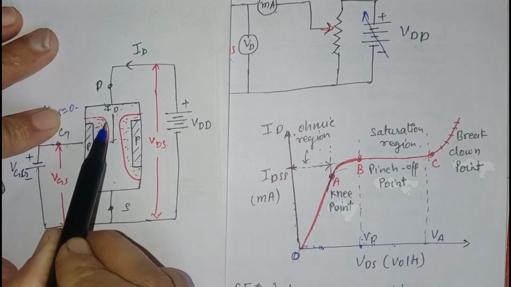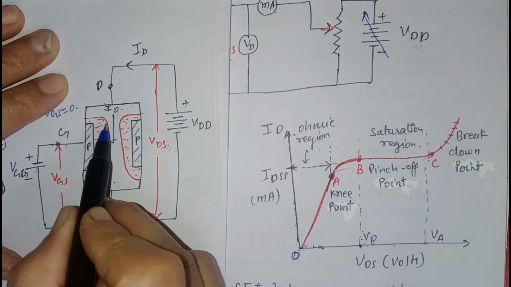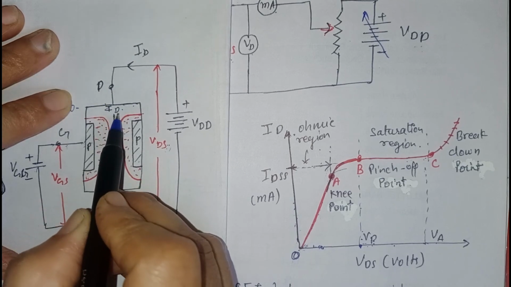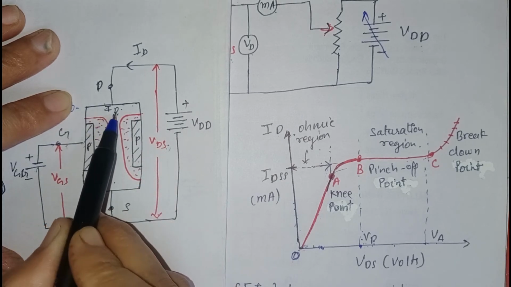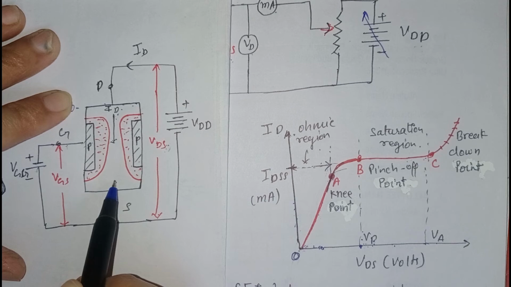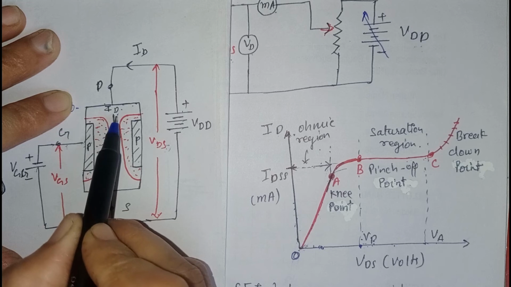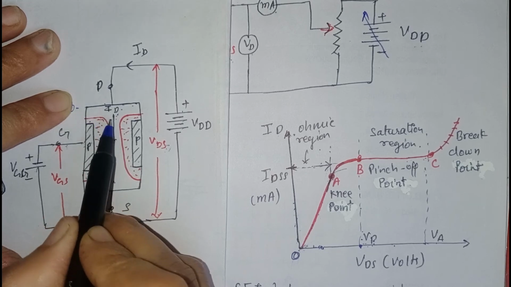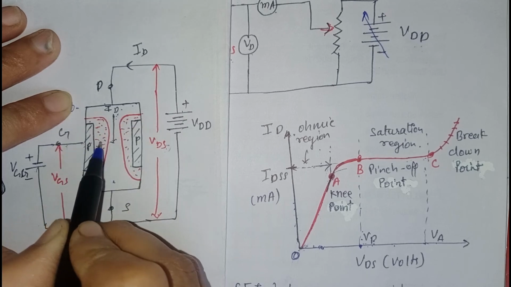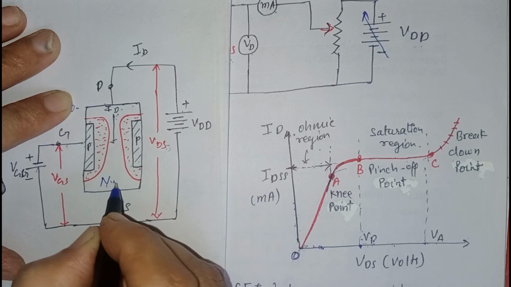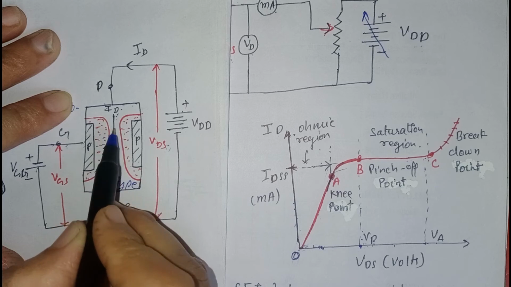Now see here, when we increase this voltage and ID increases, due to increase in this ID there is more voltage drop in the semiconductor material. As there is more voltage drop, and this is n-type semiconductor material connected to positive terminal, the voltage drop is more here, there is more reverse biasing here, and this more reverse biases this PN junction. This is N type. So this PN junction is reverse biased here.